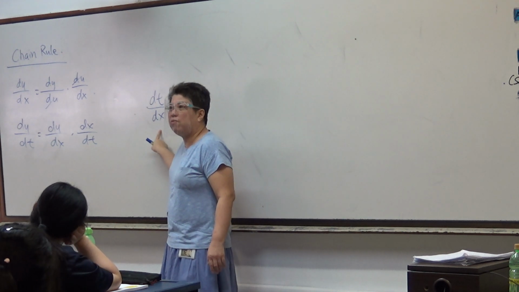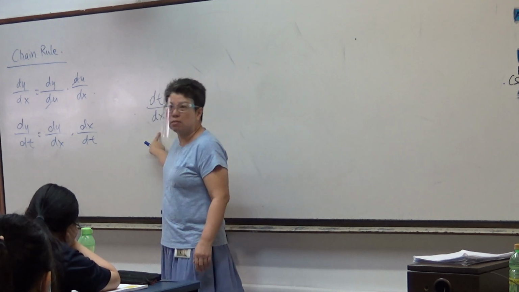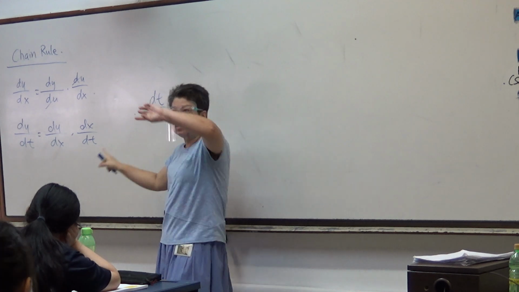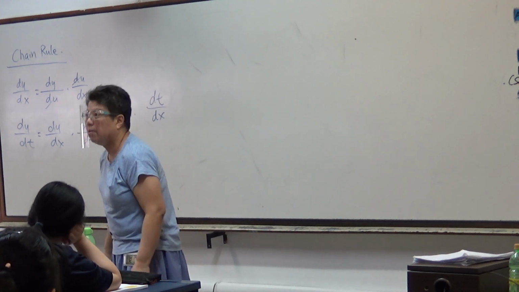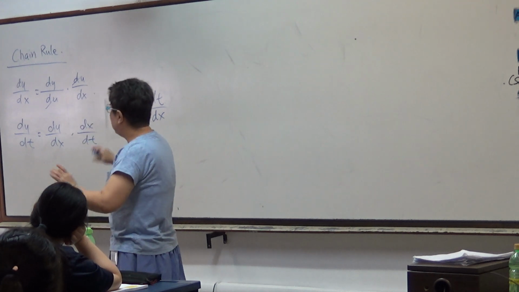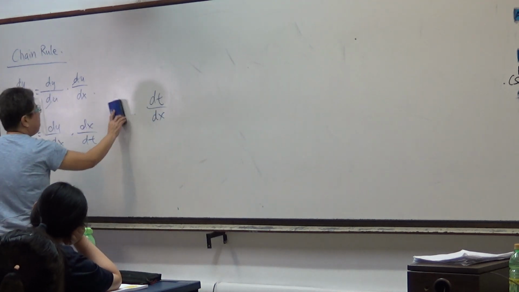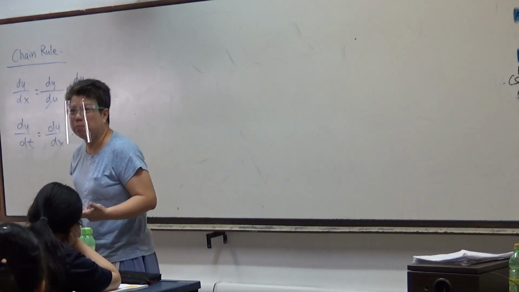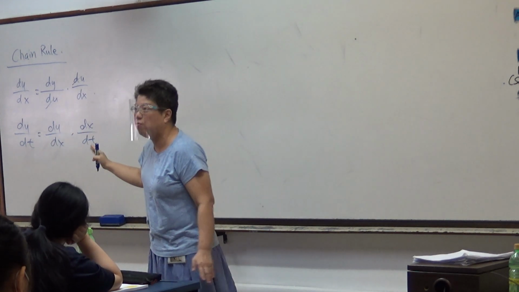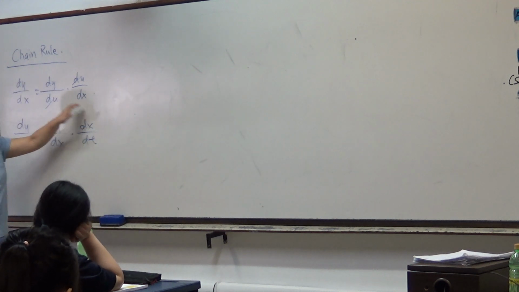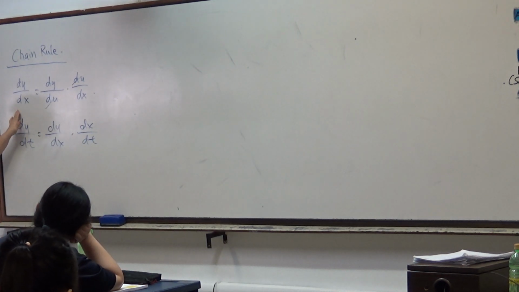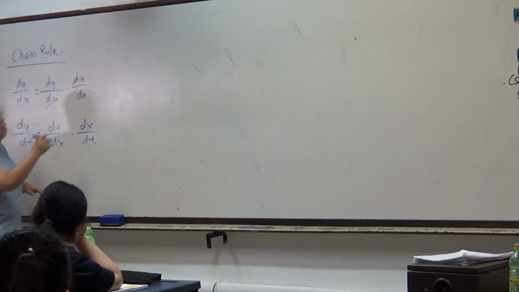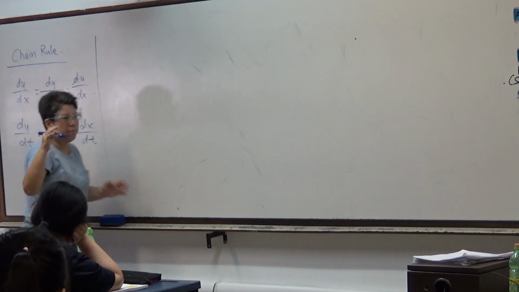You differentiate t with respect to what? x. It's a different thing altogether. You don't just flip the situation. It's not a fraction. Everybody clear? So just bear this in mind. I'm going to use this more in the rate of change. But just know that this is called chain rule. That means it's a chain of things and then I will get the answer. Is that clear?